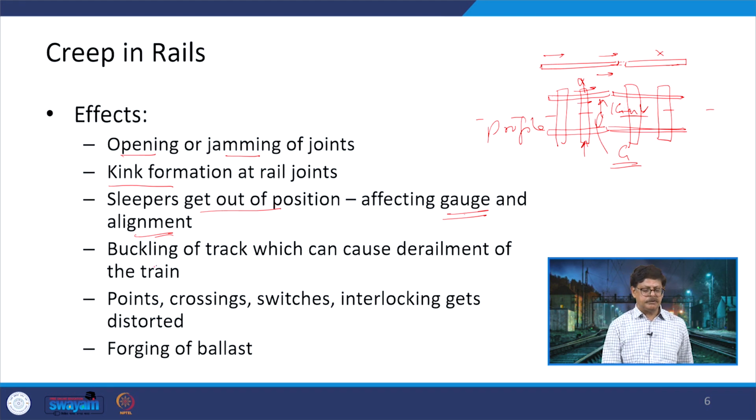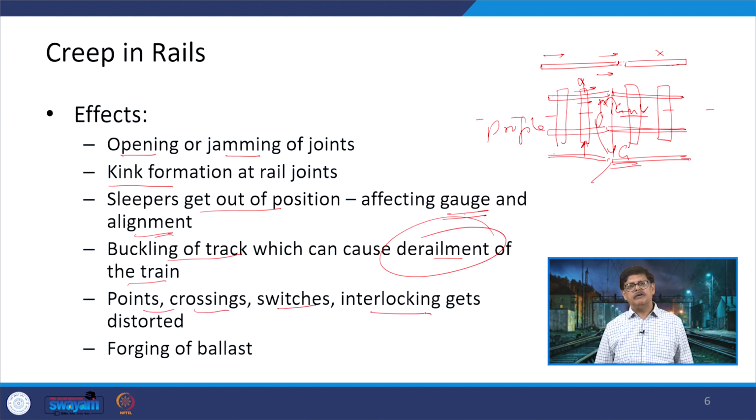There is a possibility of buckling of the track, and that can cause derailment of the train. If the buckling happens not in one direction, it happens that this side of a rail goes in this way. Then here the total gap has increased. It is not G, it is not 1676 in the case of broad gauge. If it is increasing, because it has widened at this point, there is always a possibility of derailment. The points, crossings, switches, interlocking, everything will get distorted because of the creep in the rail sections. So, this is also a problem here. We need to take care of it.